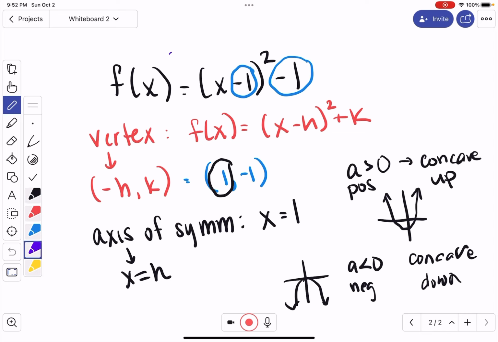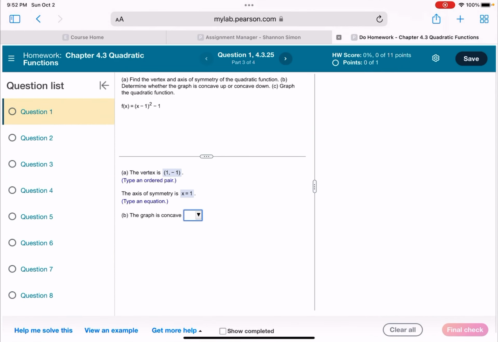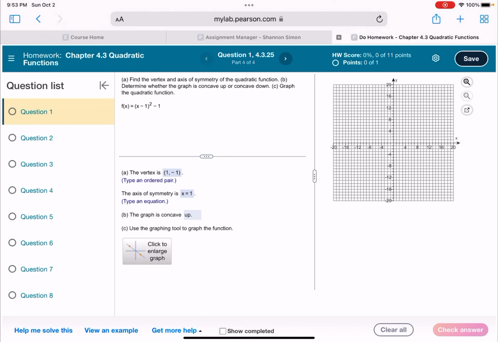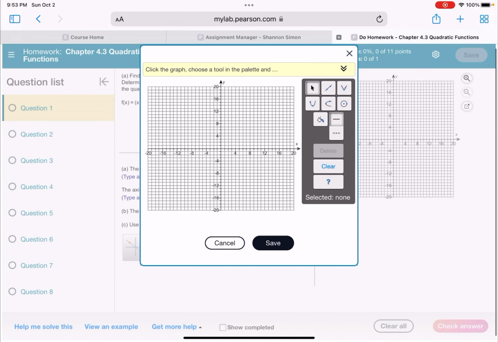If we look here, notice that there isn't an a value. It's understood to be equal to 1, which is positive. So that means the graph opens up. Now, the last part says to actually graph the function. To graph this function, we're going to click to enlarge the graph, and we're going to plot our vertex using the parabola tool, the vertical parabola tool.